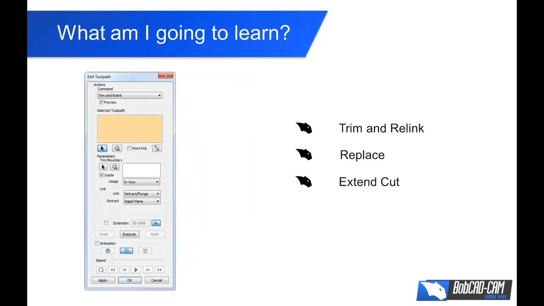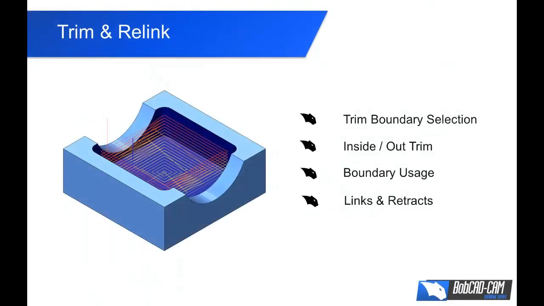So let's see, what are we going to learn today? Today we're going to talk about 3 additional commands the Toolpath Editor offers. So we have trim and relink, we have replace, and then we also have extend cut. We're going to take a look at trim and relink, the trimming boundary selection, trimming what's inside of the boundary, trimming what's outside of the boundary, and the boundary usage. We'll also go over the link and retract options, okay?